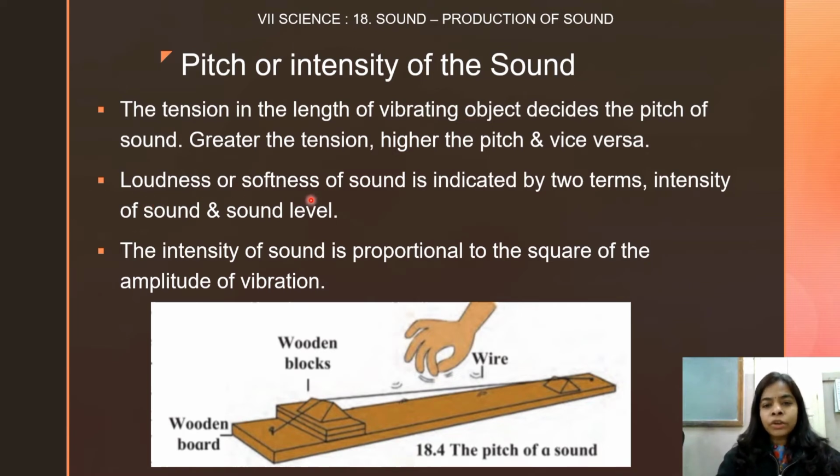Loudness or softness of sound is indicated by two terms, intensity of sound and sound level. The intensity of sound is proportional to the square of the amplitude of vibration. This is just a technical term, children. Square of proportional means if the intensity is becoming double, the amplitude is going to become 4 times, square of 2. If the intensity is becoming triple, then the amplitude is going to be 9 times. 3 3s are 9. Square of 3 is 9.